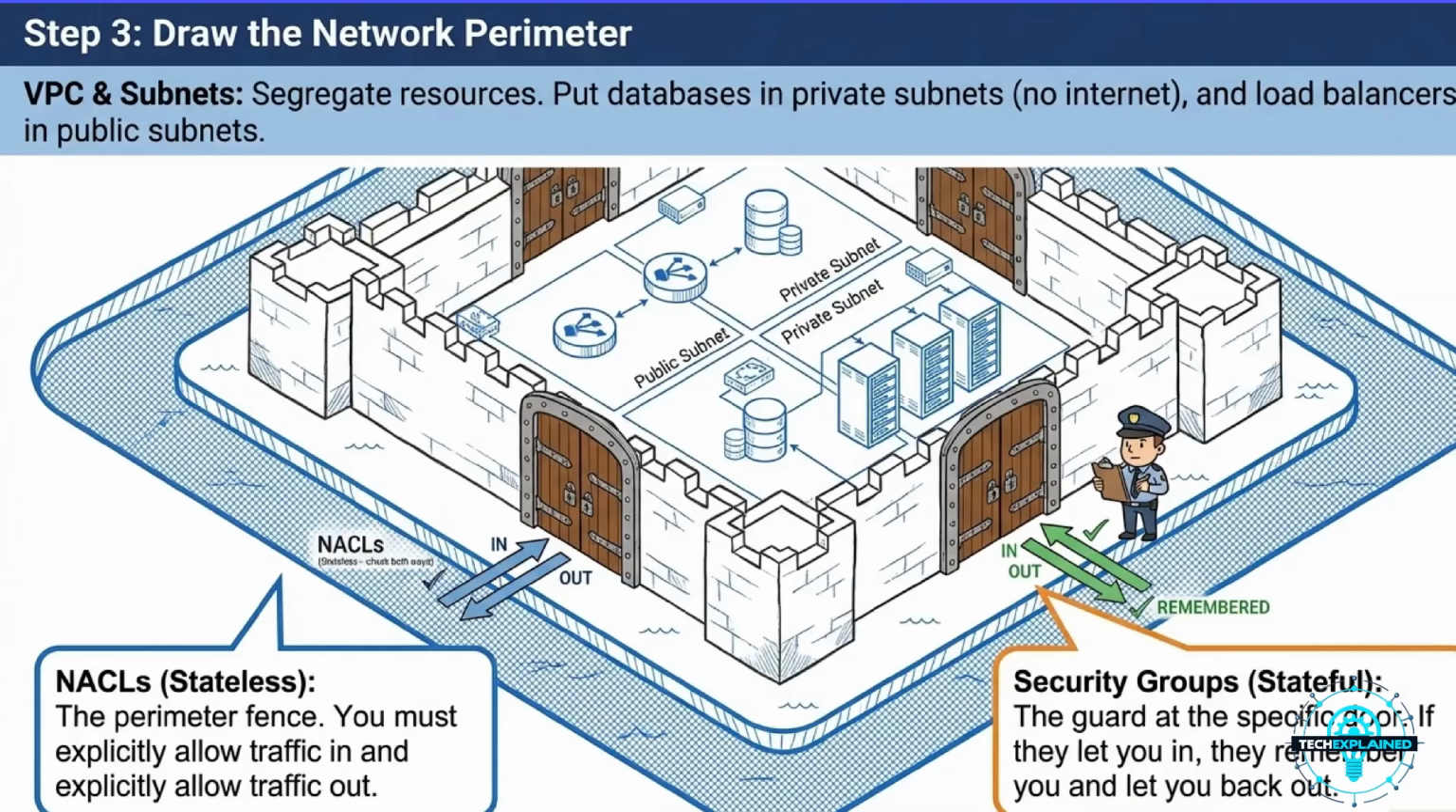Network Access Control Lists, or NACLs, act as your outer walls, providing stateless filtering at the subnet level. They evaluate both inbound and outbound traffic independently. Security groups are your inner guards, providing stateful filtering at the instance level. They remember established connections, making them smarter and more efficient. Together, these two layers create defense in depth.